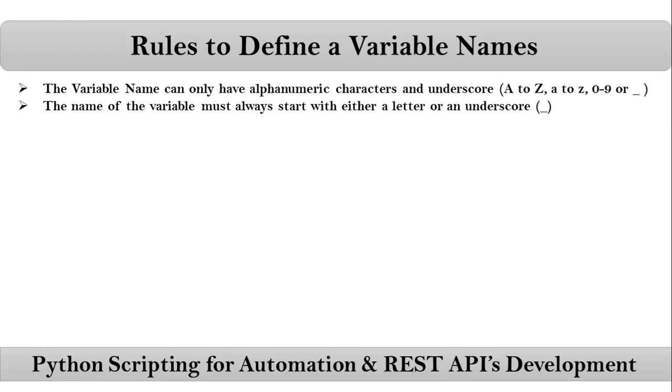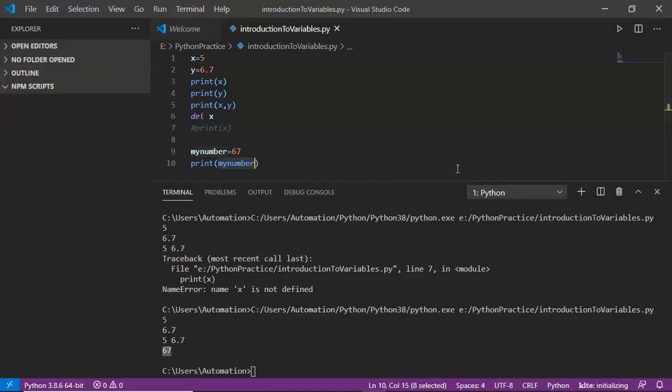Only these combinations you have to take. And the name of the variable must always start with either a letter or an underscore. Even though you can consider numbers in your variable name, while starting your variable name, always start with either a letter or underscore. Don't start with a number. Let me show you that.